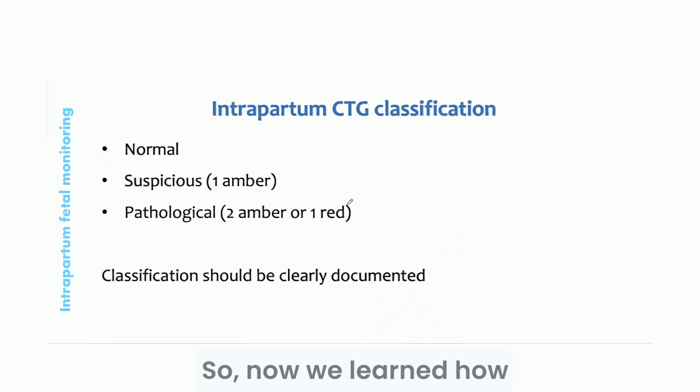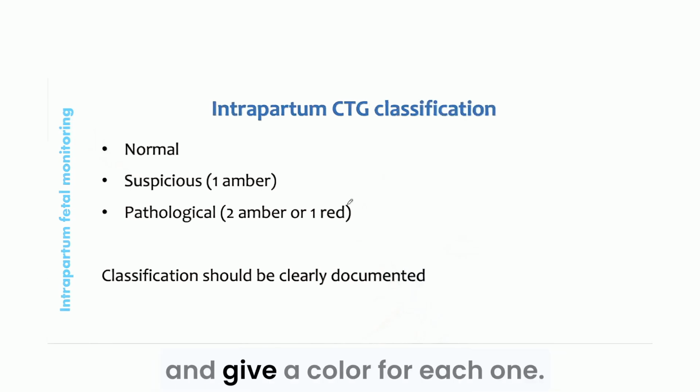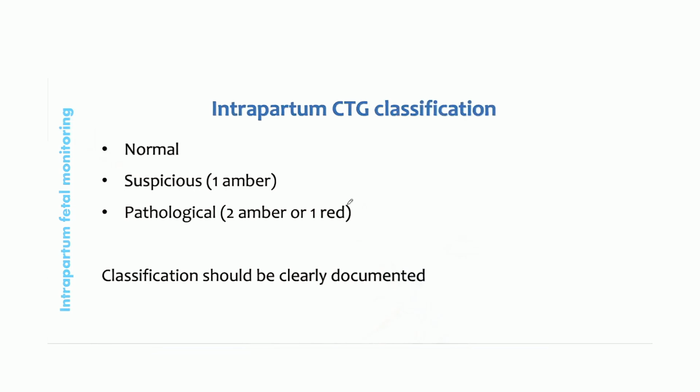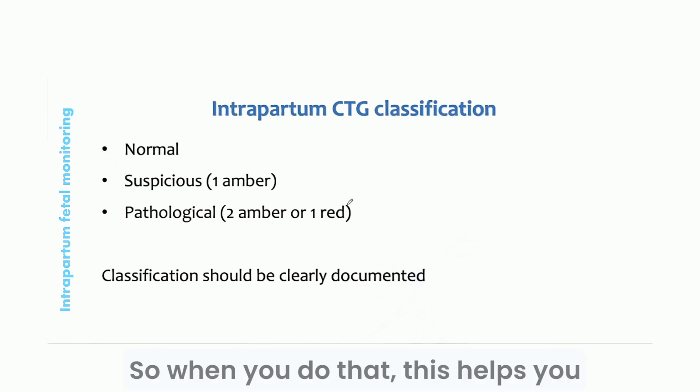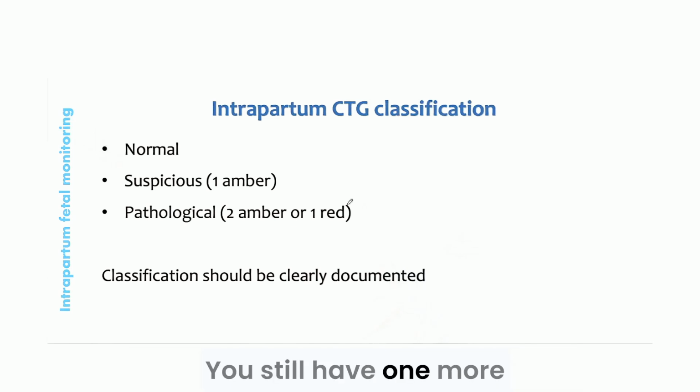So now we learned how to review the CTG. We have 4 domains. When you report on the CTG, you have to write the 4 domains and give a color for each one. So when you do that, this helps you to categorize the CTG. It's not yet a categorization of the CTG. You still have one more step to do.